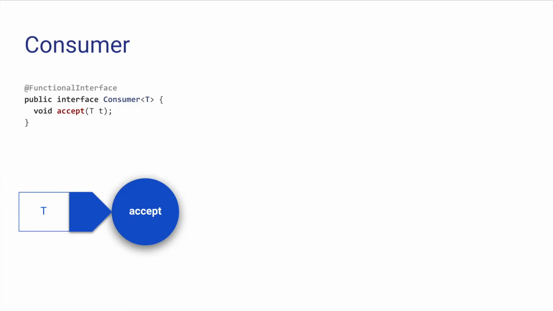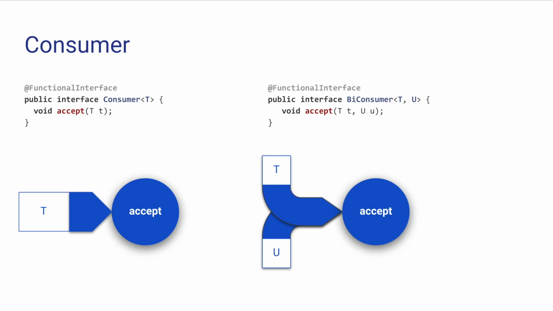Let's now talk about Consumer in more detail. So the Consumer interface looks like this. It represents an operation that consumes or accepts a single input argument and returns no result. And then we have BiConsumers, with the difference that it takes two inputs to consume rather than one.